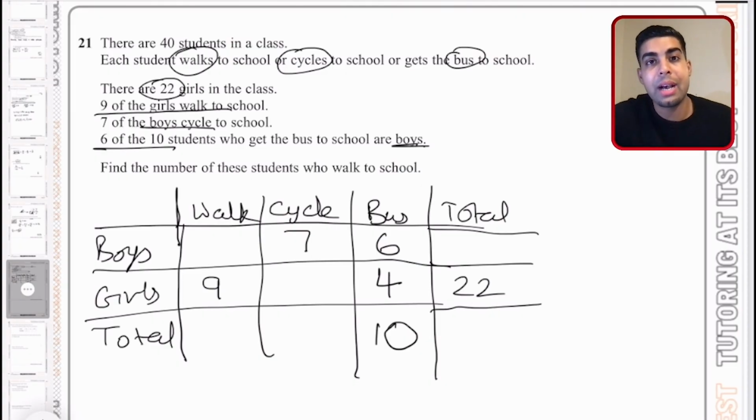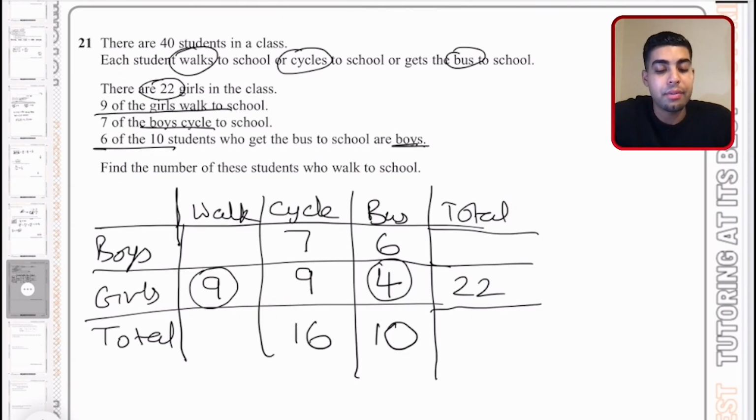And likewise, we can now work out how many girls cycle to school. So we've got 9 over here and 4 over here, which gives us 13. And we know that 22 take away 13 is 9, and that is our cycle there. And then we can find out the total number of students who have cycled. So 7 and 9 gives us 16.